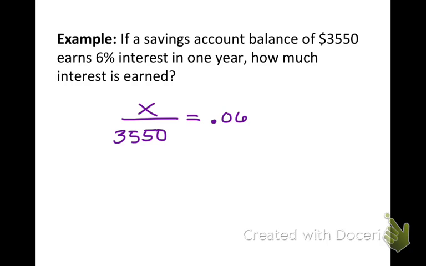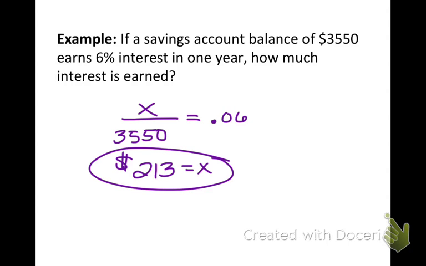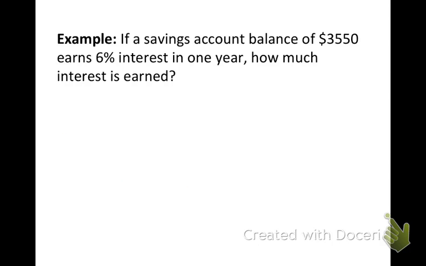Multiply it. 0.06 times 3,550 is $213. I'll show the multiplication. 3,550 multiplied on both sides gets us the 213. So you have $213 in interest. Okay? Would you be able to do a percent problem? Yes? Alright.